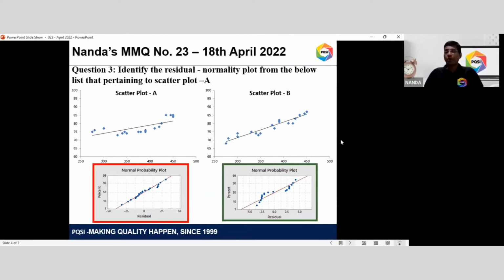There are two normal probability plots given here, one highlighted with red, another highlighted with green. And you have to identify, of these two, which one pertains to scatter plot A? That's the question. So all three questions are straightforward, hitting at the fundamentals, and will definitely improve your understanding of scatter plot and regression.